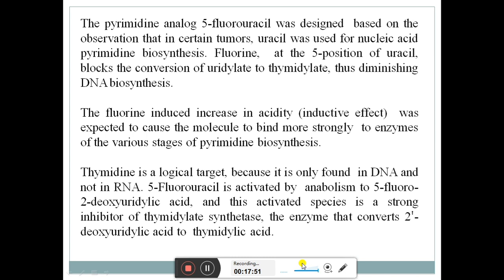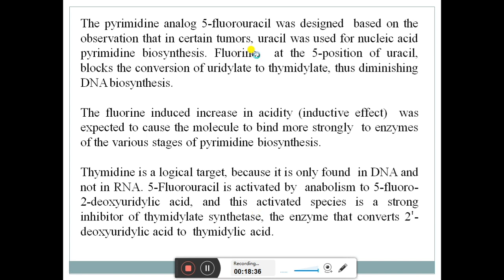This 5-fluorouracil is involved in the biosynthetic step of the DNA. Okay, so this basically forms 5-fluoro-2-deoxyuridylic acid, and that 5-fluoro-2-deoxyuridylic acid inhibits the enzyme thymidylate synthetase. And what is the function of that enzyme? The function of that enzyme is to convert 2-deoxyuridylic acid into thymidylic acid. So that conversion will not take place.